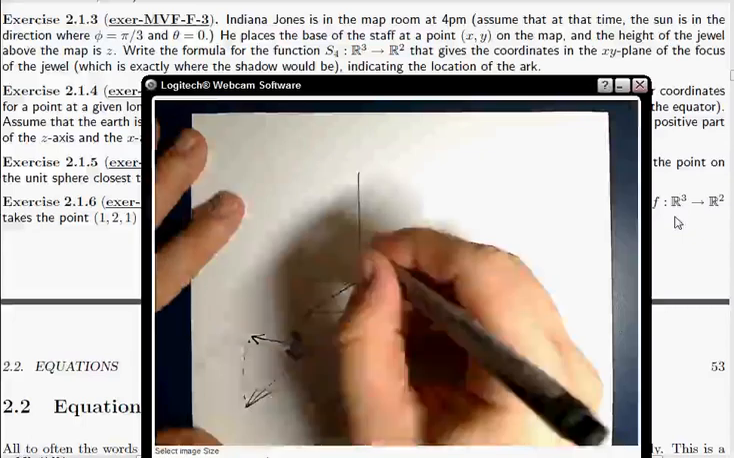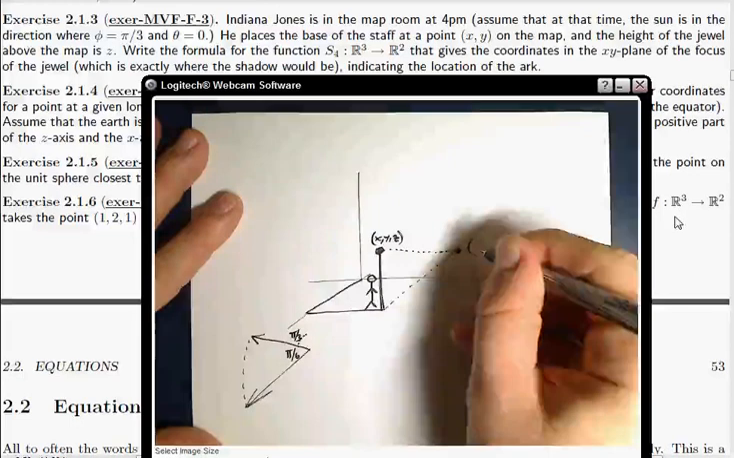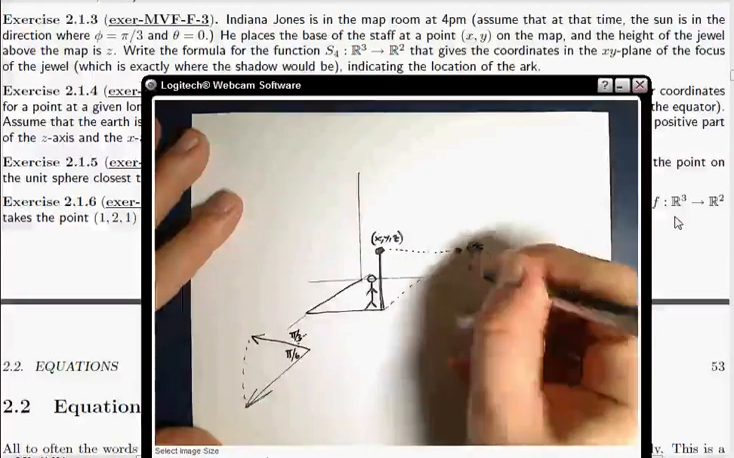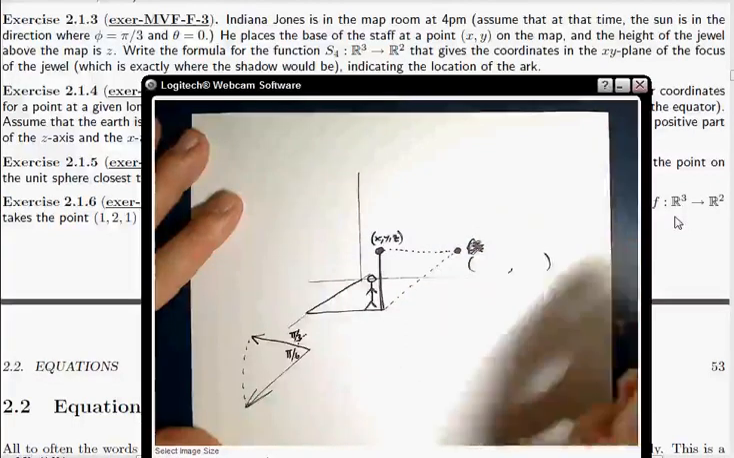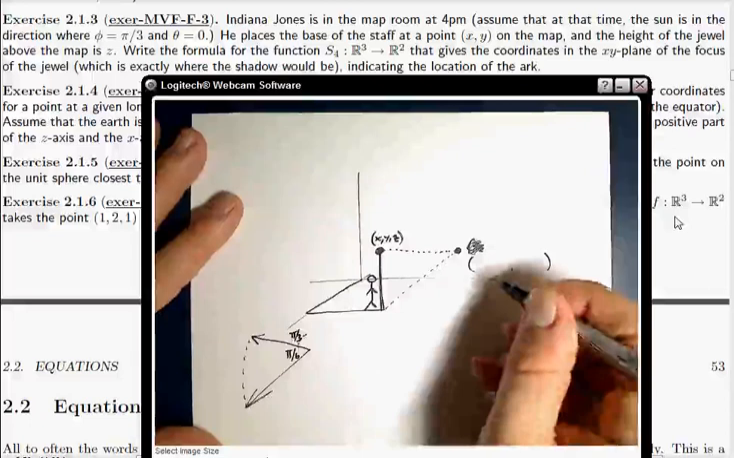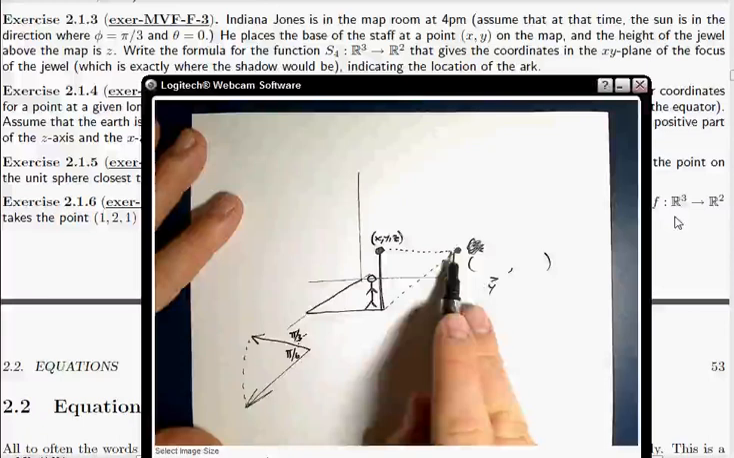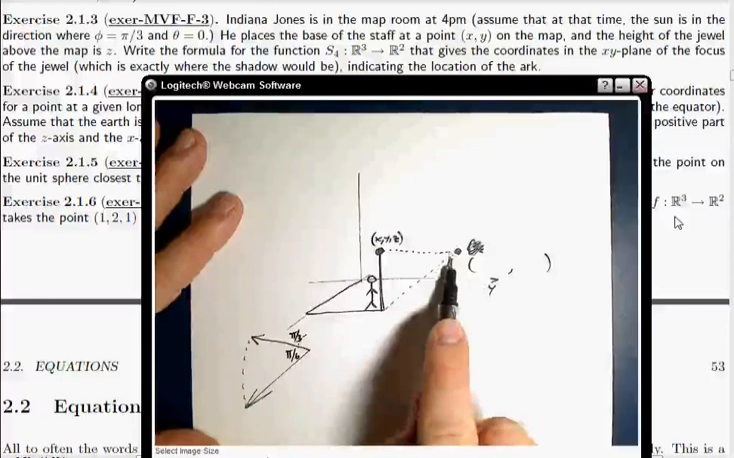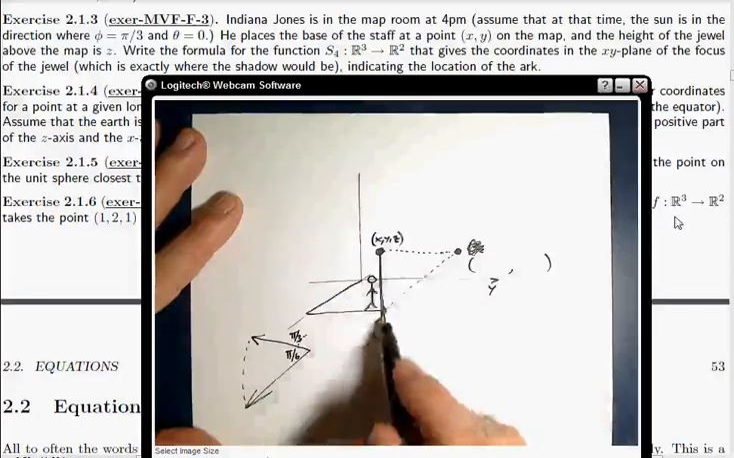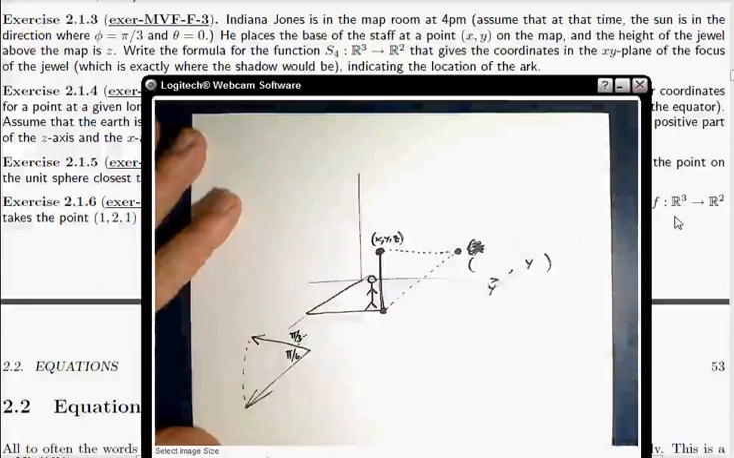All right. So let's keep in mind this point here is x comma y comma z, and I just want to know what are the x and the y coordinates of that point. So good news, this is the y-axis, so it's really easy to find the y-coordinate of that point. The y-coordinate of that point is the exact same as the y-coordinate of this point, which is the exact same as the y-coordinate of that point. In other words, it's just y. That's sort of easy.